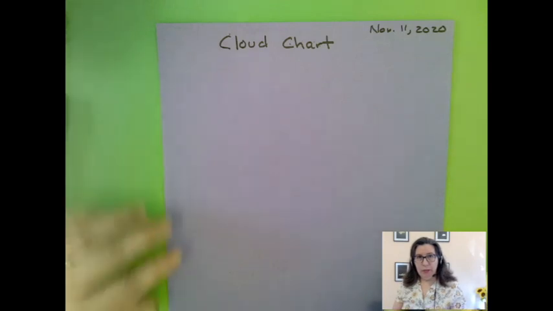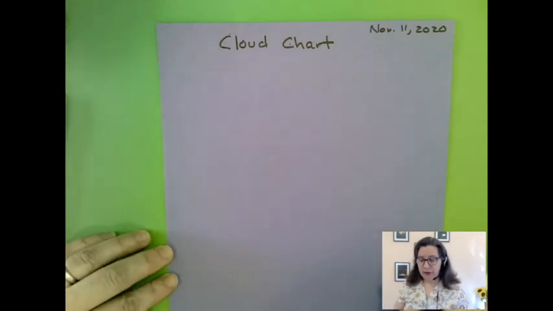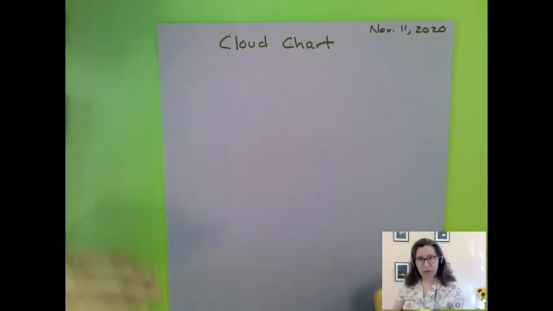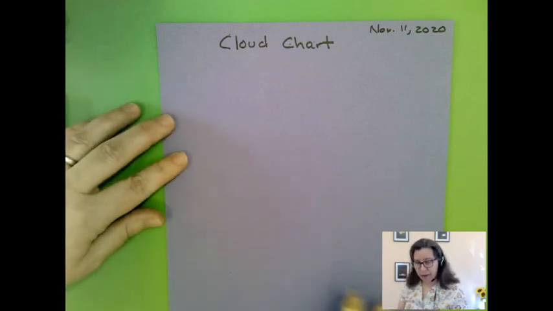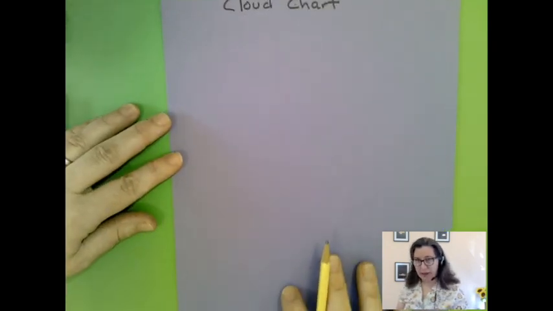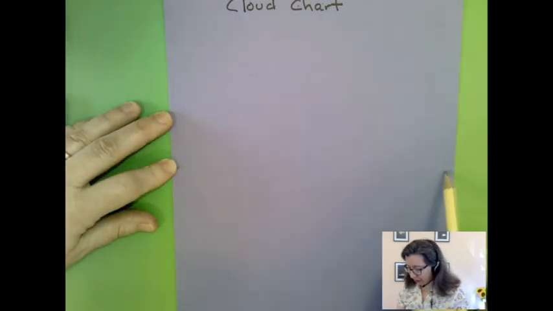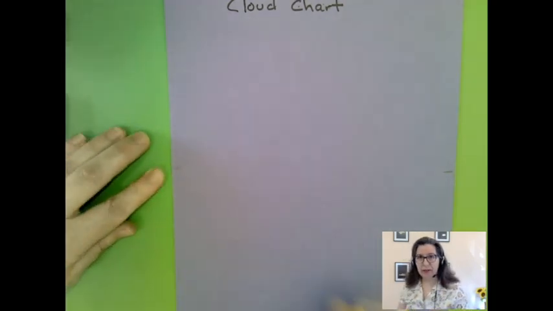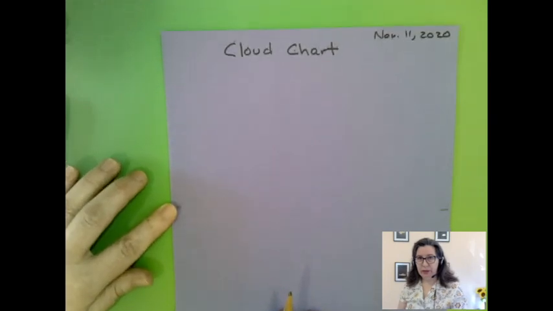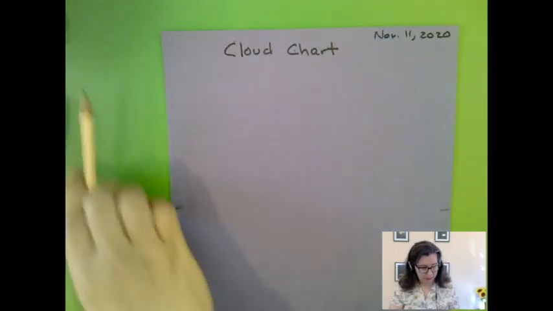We're going to be putting a bunch of different kinds of clouds here on our cloud chart. And I don't want to run out of room, so what I'm going to do is about halfway down my paper, I'm going to make a light pencil line on each side just to remind me where the halfway mark is. So that'll help me space out my clouds properly.